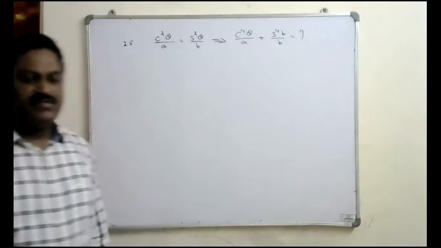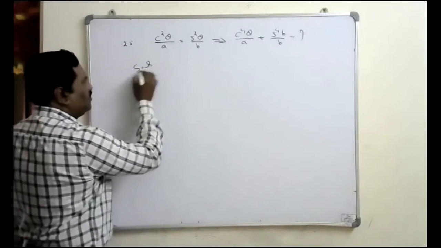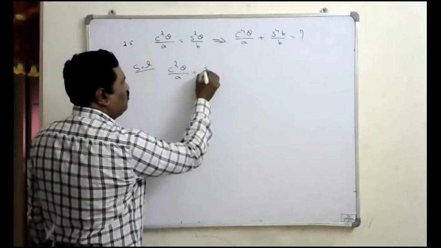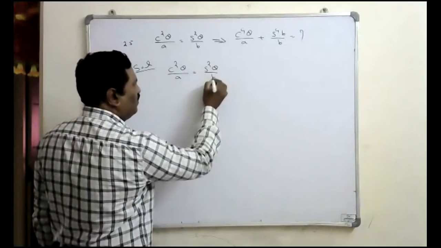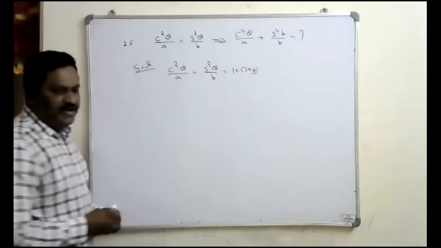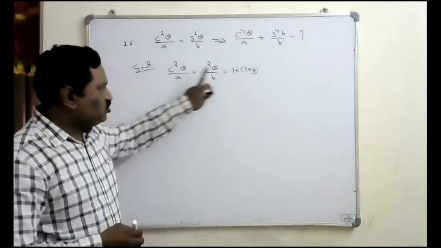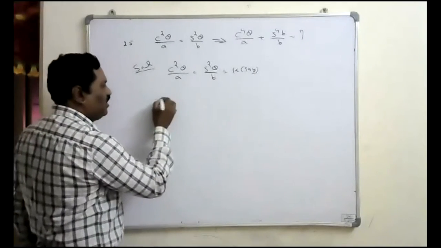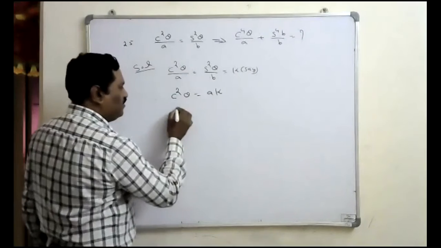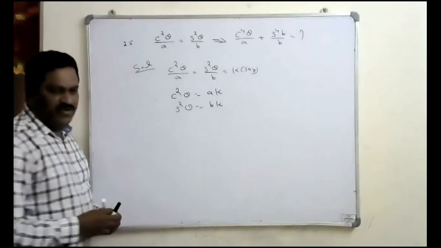Now look at this. So how do you simplify this? To simplify this, since they have given this ratio, cos square theta by A is equal to sin square theta by B, I will take that equal to k. Let us assume that these two ratios are equal to k. Therefore, we got that cos square theta is equal to ak and sin square theta is equal to bk. This is what we got.